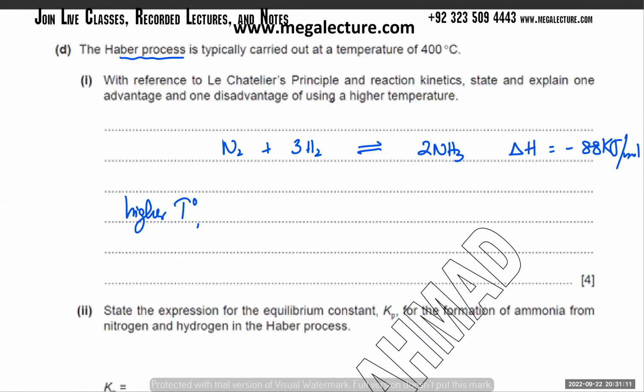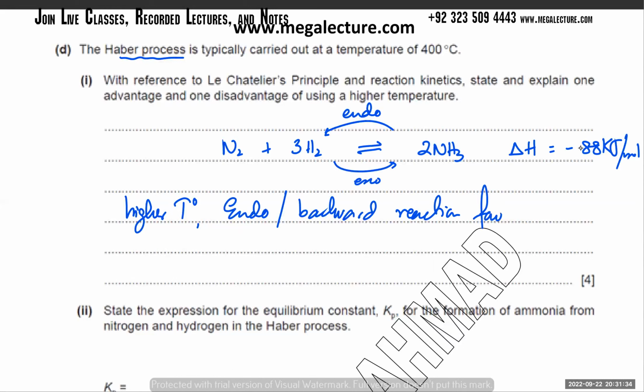Endo. Yeah, that's going to be endo, right? And remember, the endo in this case is the backward reaction, because the forward has a negative sign. That means the forward is exo. Okay. So endo, which means the backward reaction is favored.